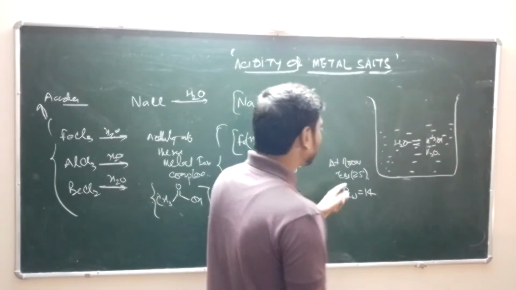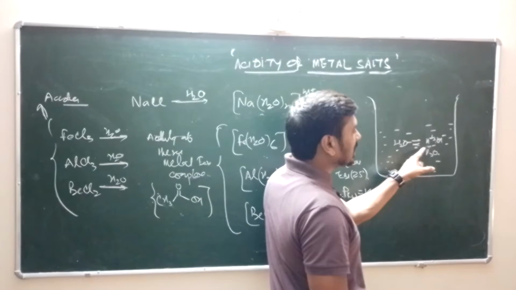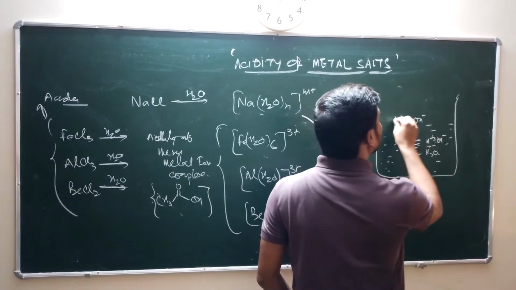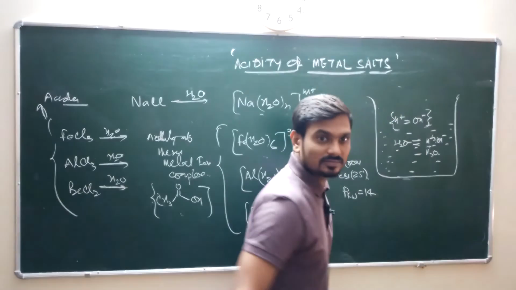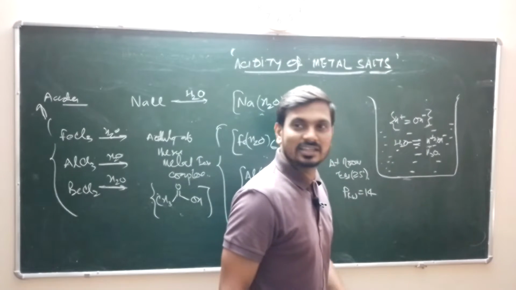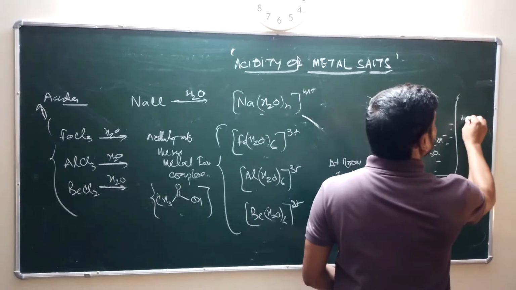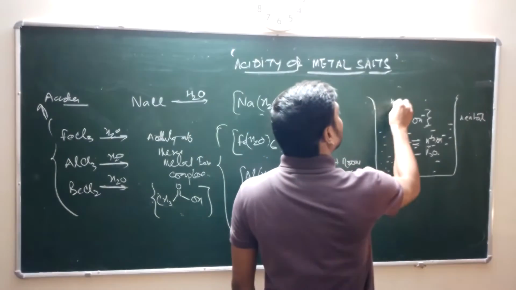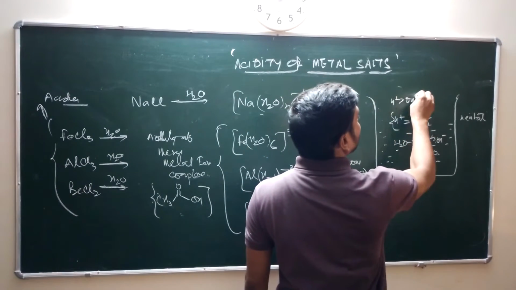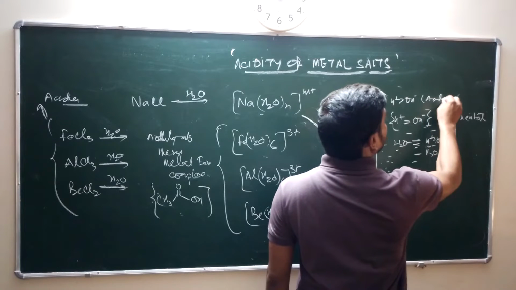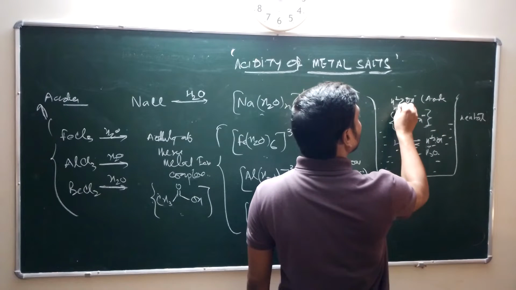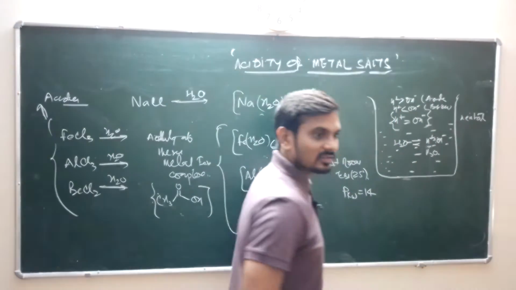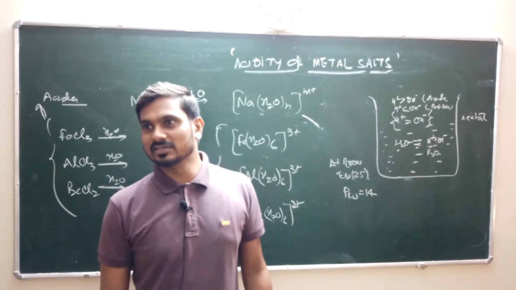Alright, at any given time at room temperature, the H plus ion and OH negative ion are exactly equal. Then this is what we call neutral. And if H plus gets higher than OH minus, it is called what? Acidic. And if the reverse is true, what do we call it? Basic. This is the requirement of acidity or basicity.